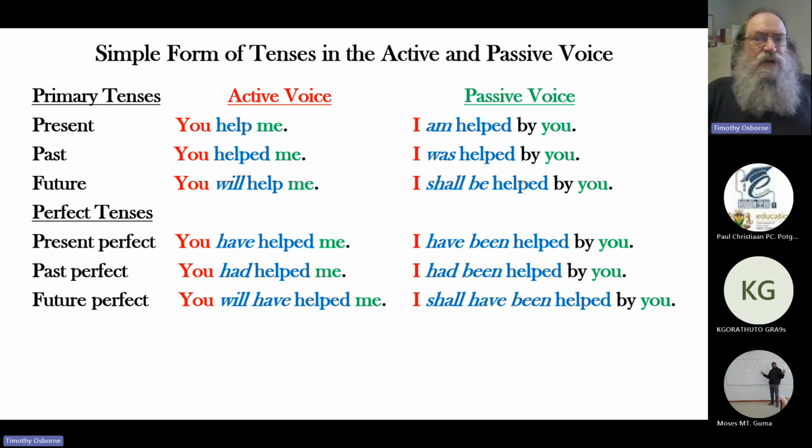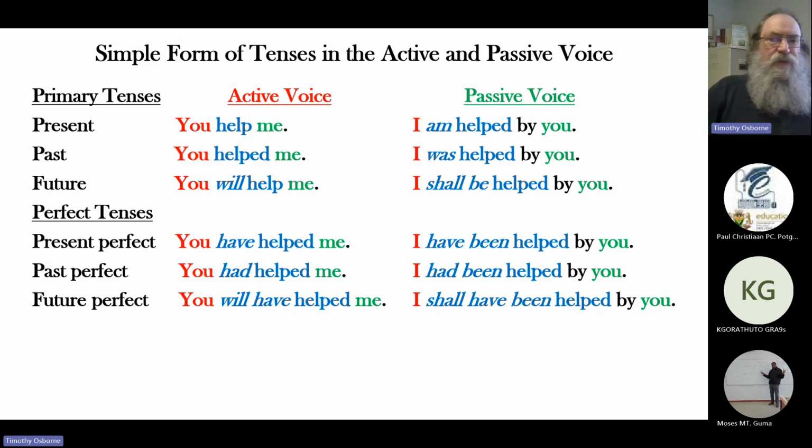I'm showing this to you just as a way of introducing you to them. I'm not going to speak about them today, except to show you why they sometimes go wrong in the passive voice. But there we are, your present perfect tense. You have helped me. Very straightforward. Present perfect tense in the passive voice, I have been helped by you, right?